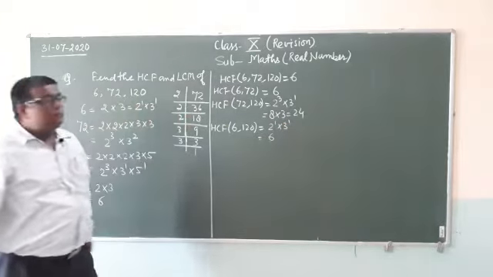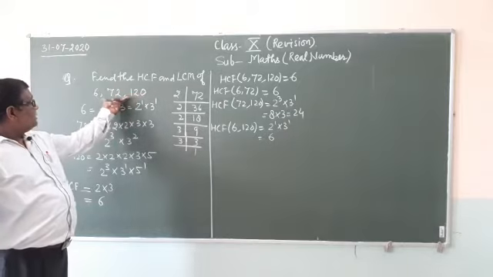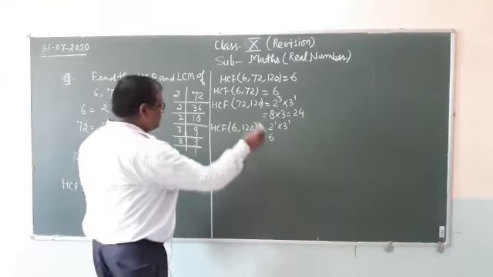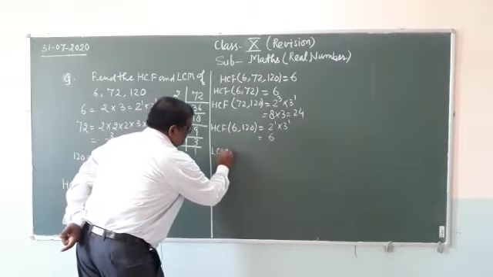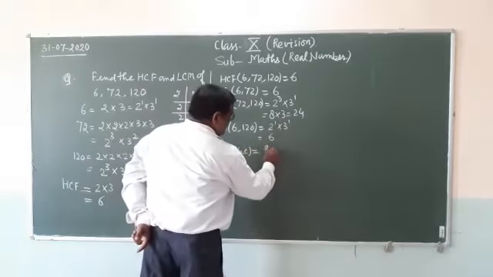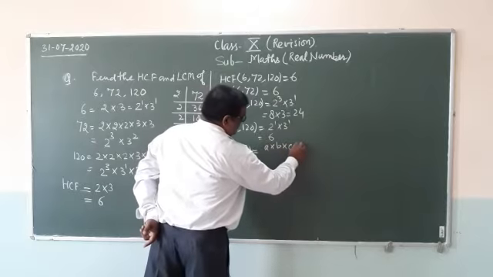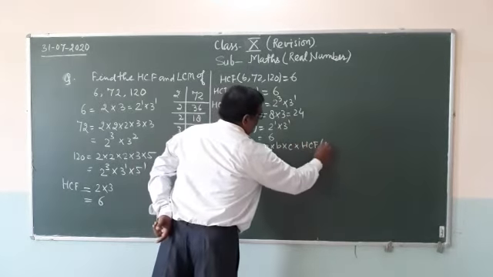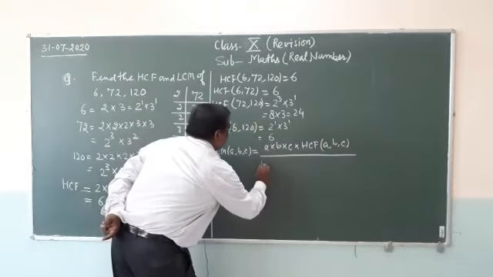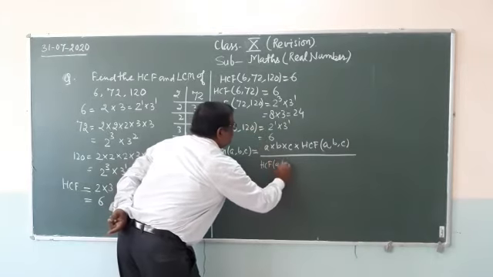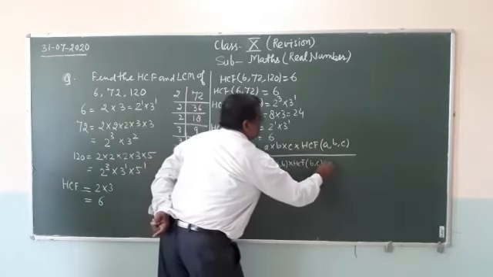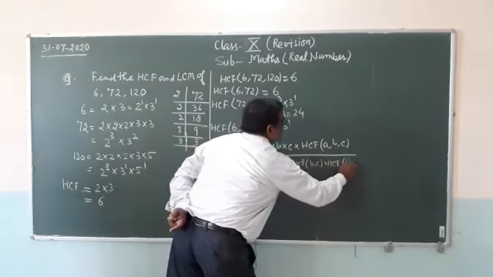Now we have to use the formula of LCM. If 3 numbers are given, then write the formula of LCM. We know that LCM of A, B, C is equal to A into B into C into HCF of A, B, C, whole upon HCF of AB into HCF of BC into HCF of CA.